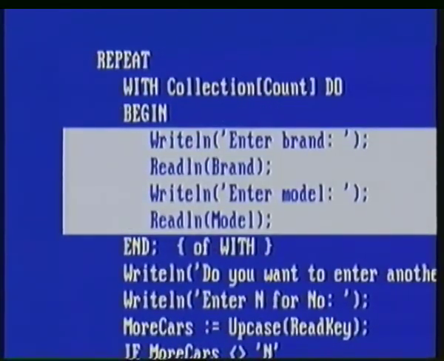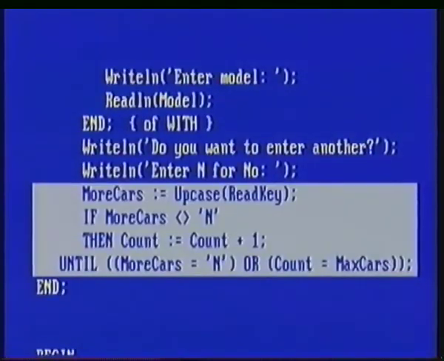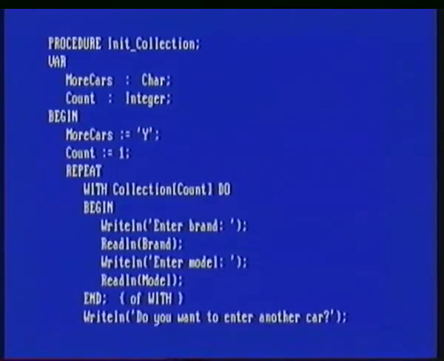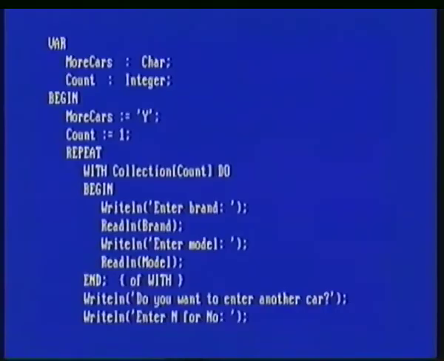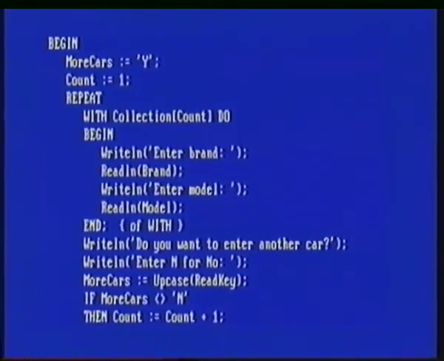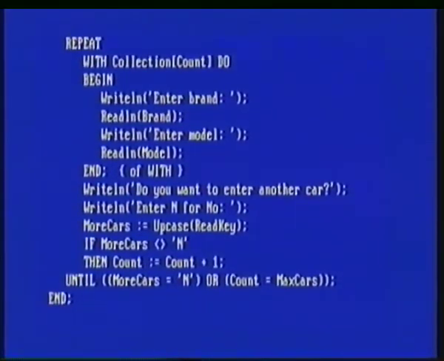As the loop executes, users input data for each car in the collection one record at a time. Each time they enter a record, the count variable is incremented by 1. Once they type any character key other than y, or they reach the max cars limit, the loop ends, and so does the routine. When the procedure is finished, the program returns control to the statement immediately following the procedure call, which can be in the body of the main program, or it can be in another routine.